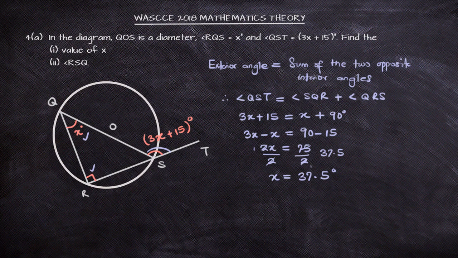Now we have to look for angle RSQ. There are also so many ways we can go ahead to find this. As this is being shaded, we can notice a number of things. It is on a straight line. We can use that to solve for it.